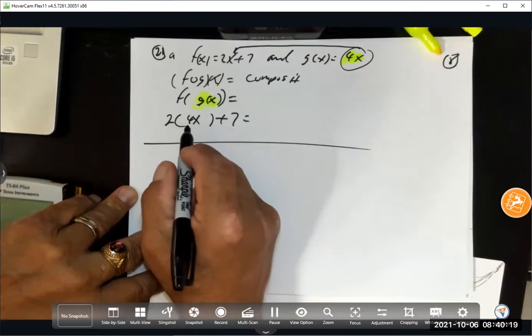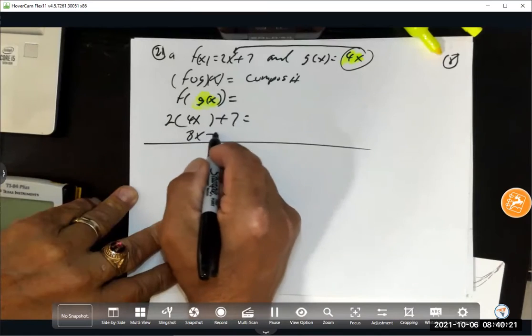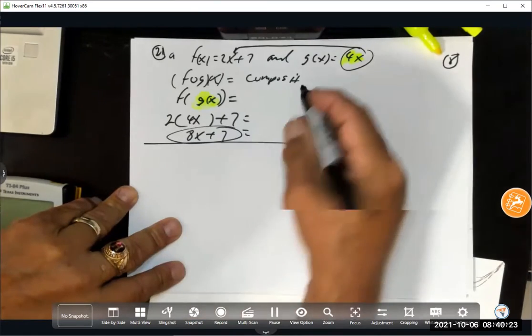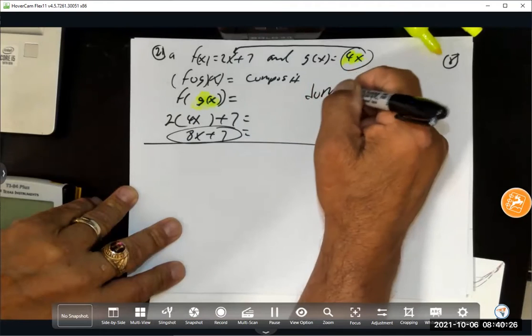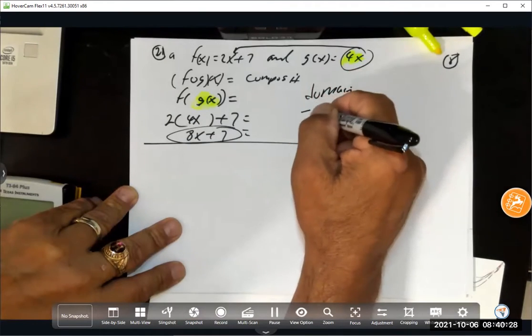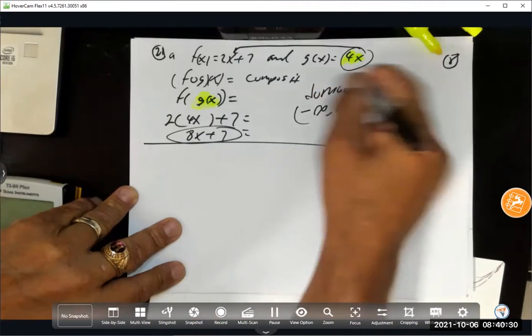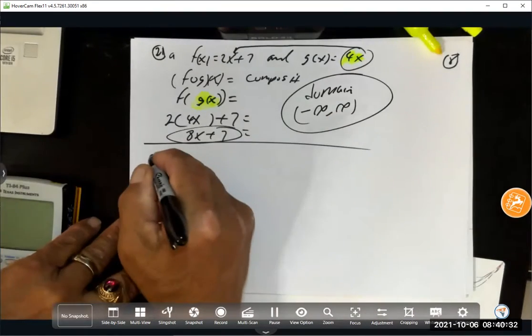What's 2 times 4x? 8x. Yes. 8x plus 7. There's my answer. And there's a generic answer for domain. It's just this: minus infinity to infinity. It's just any number you want to use. Throw it in there.